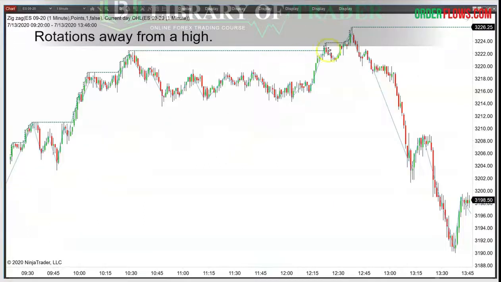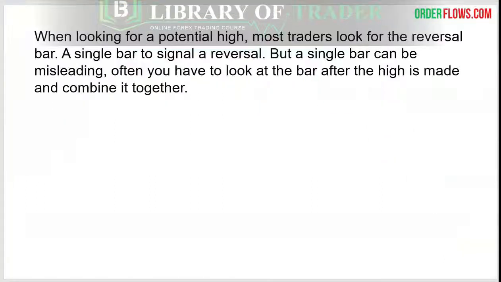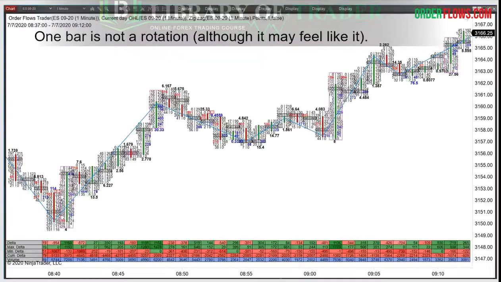When you start seeing such big rotations that are just blowing out your daily average rotations within the day, then it's probably not going to come back up to the high. Now, when looking for a potential high, most traders look for a reversal bar, a single bar to signal a reversal. But a single bar can be misleading. Often you have to look at the bar after the high is made and combine it together. All right, so what do I mean by one bar is not a rotation?